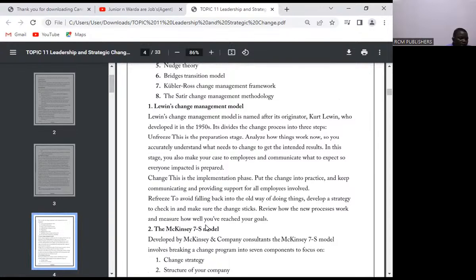To avoid falling back into the old ways of doing things, develop a strategy to check in and make sure the change sticks. Review how the new process works, and measure how well you reach your goals. So those are the three steps of Lewin's process of managing change: unfreeze, change, then refreeze.